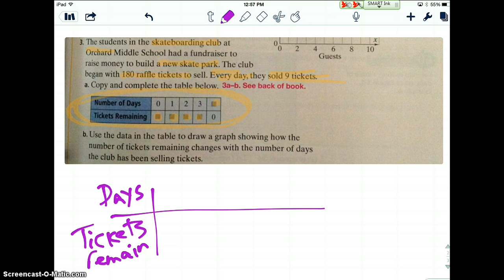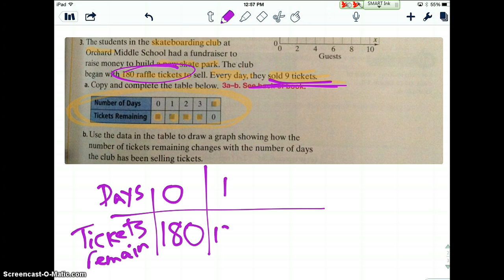And it's saying at 0 days, how many tickets remain? Well, that's what they started with, 180. Boom. All right, after day 1. Well, it says they sold 9 tickets. So I'm going to take 180 and I am going to subtract, since it's been 1 day, I'm going to subtract 9. So that'll give me 171 tickets remain.